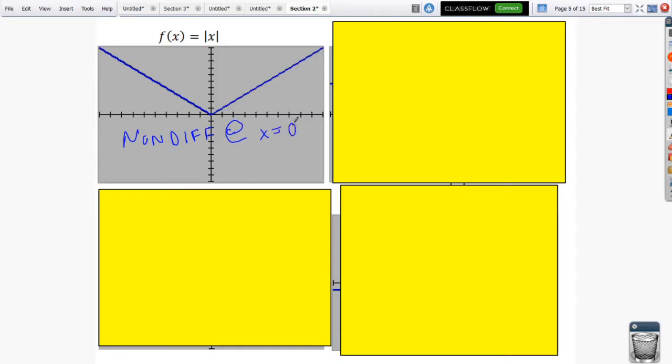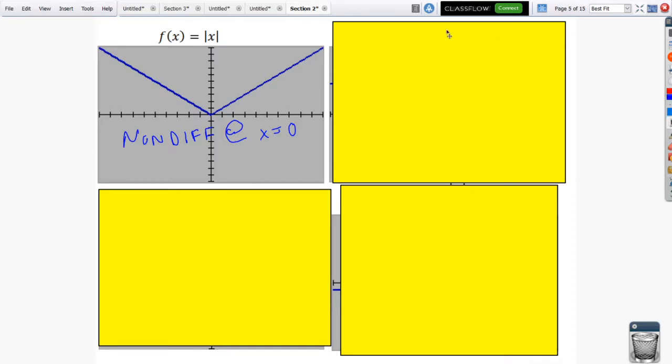It is differentiable everywhere else, and in fact I can actually see what the derivative is. Just personally, I see I have a negative derivative over here and a positive derivative over here. -1 to the left and +1 to the right.